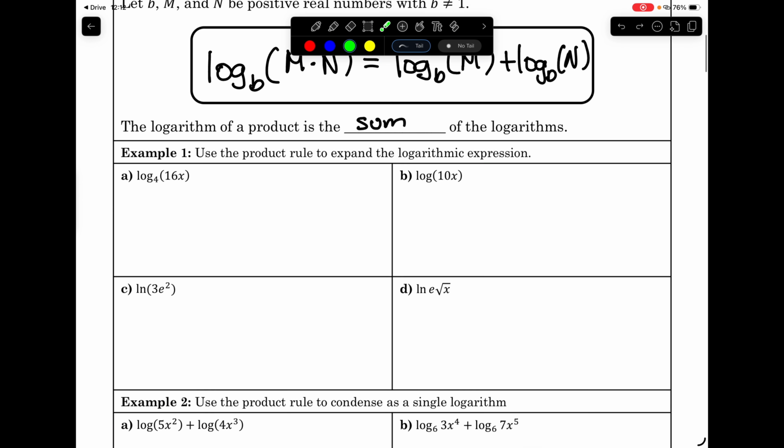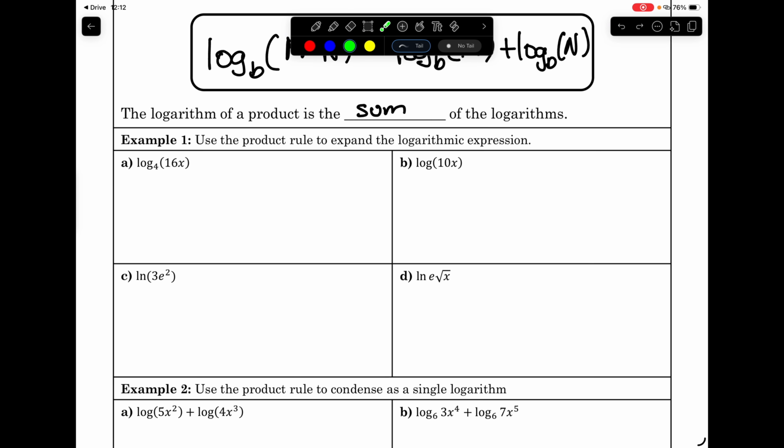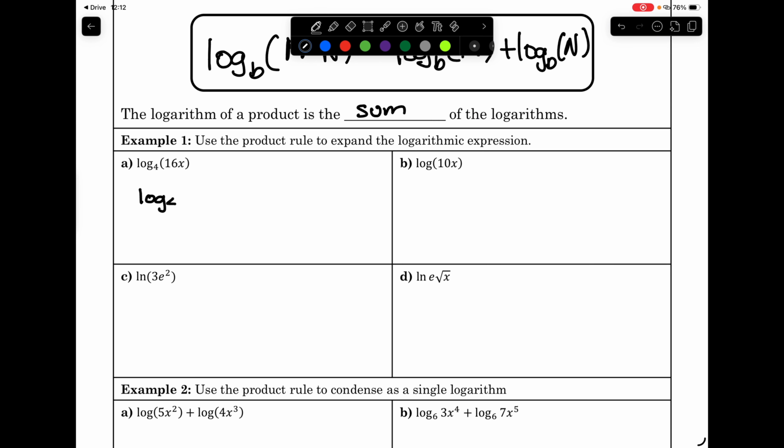Okay, so in this example right here, I have the log base 4 of 16x. What I can do using this property is, because I'm multiplying 16 with x, I can expand this and give this 16 its own log base 4 and give the variable x its own log base 4. So I can write this as a sum of the logs of these two things. Now, why is this useful?